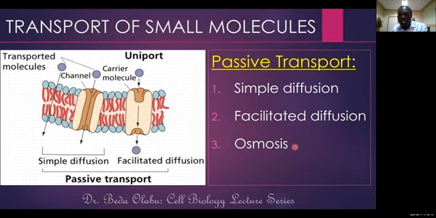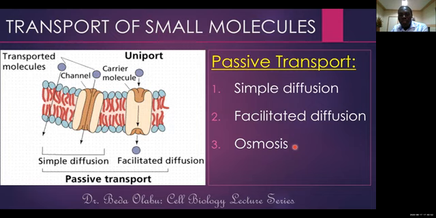You therefore realize that if a solution is hypertonic, it means that it contains less water molecules and more solids. That's why it's hypertonic. If a solution is hypotonic, then it contains more water molecules and less solutes. So it's hypotonic. Therefore, water molecules will move from a solution that's hypotonic, which means there are more water molecules there, to a solution that's hypertonic, which means there are fewer water molecules there.